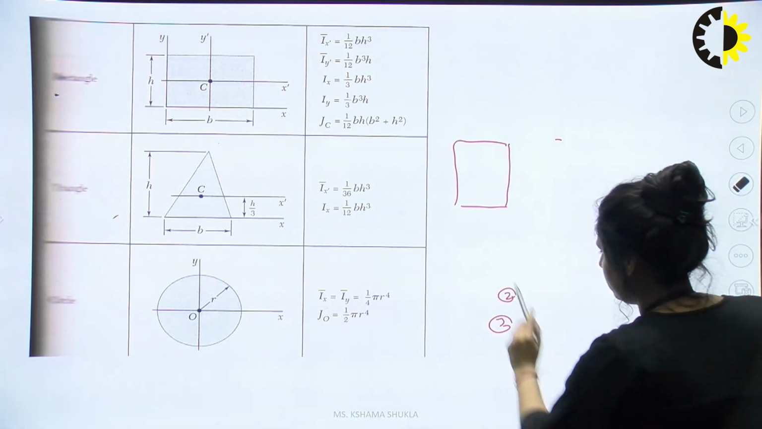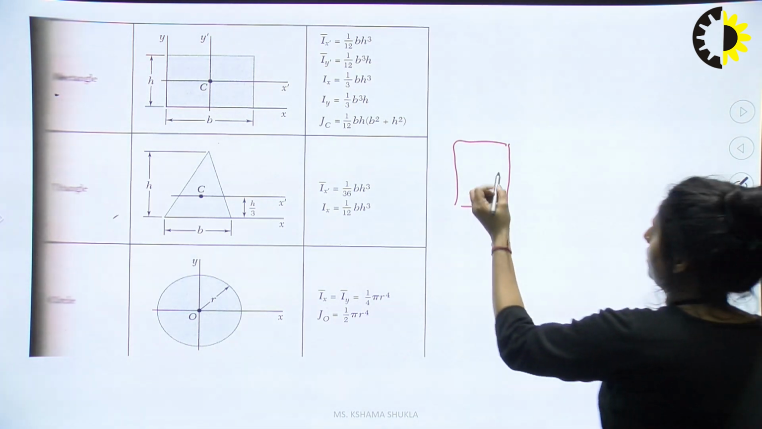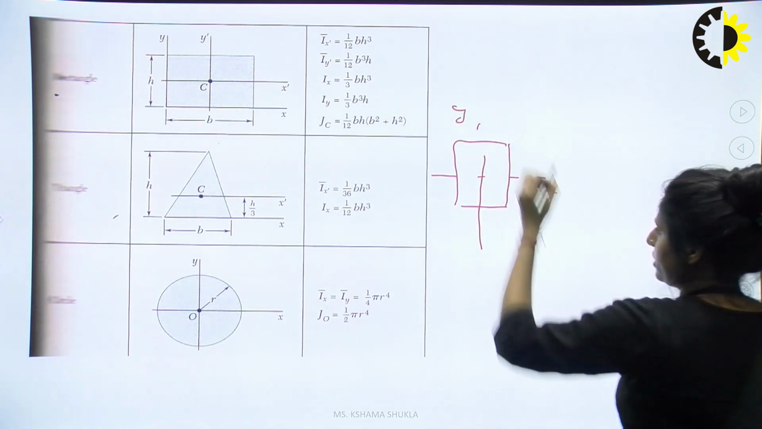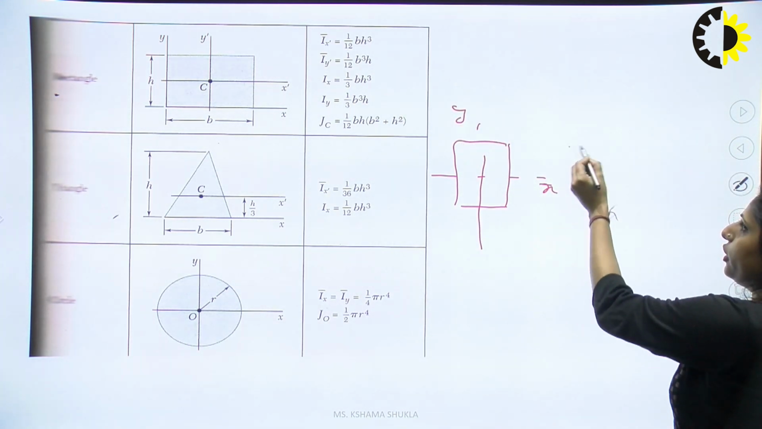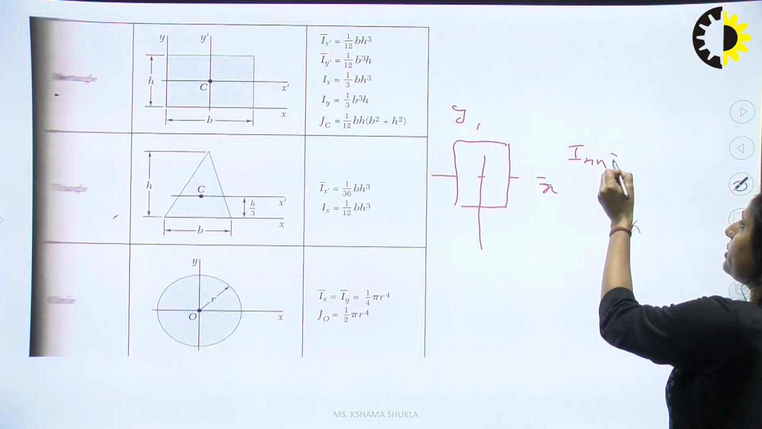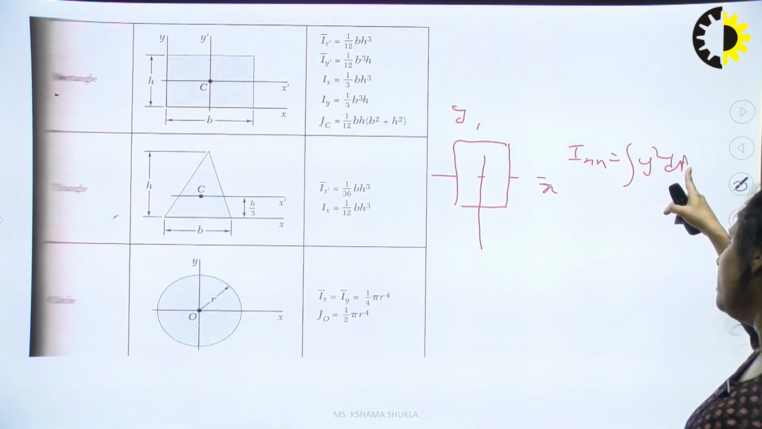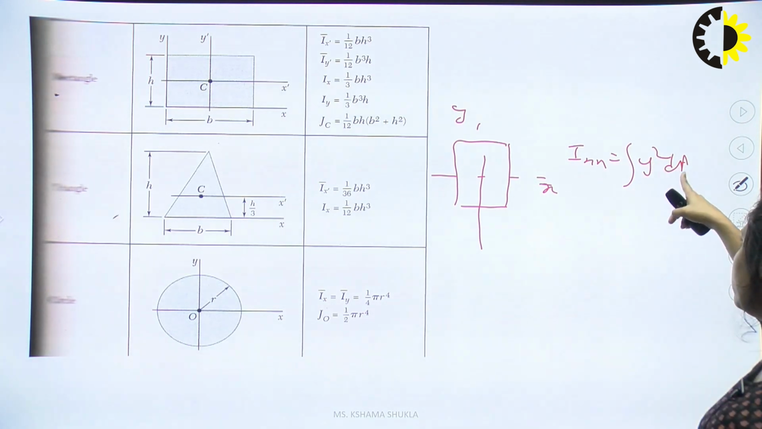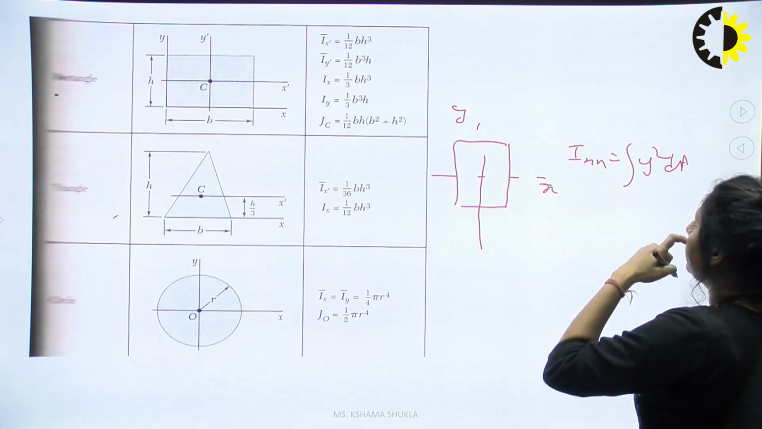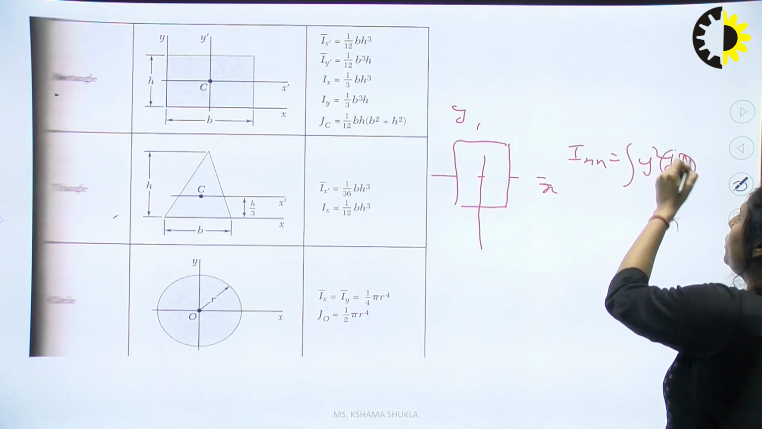Take a strip. We know that these are the axes, this is the x-axis, this is our y-axis. We need to find out the value of Ixx. If we need to find the value of Ixx, this is the formula of the second moment of inertia, that is y square dA. Now we need to find out the value of this. How can we find it? We just need to know dA.